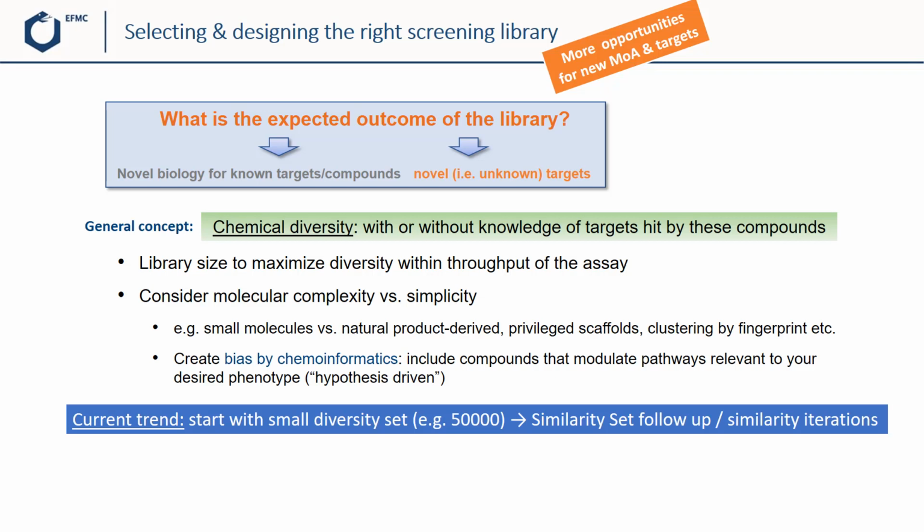The current trend, however, is to start with small diversity sets and follow up with similarity iterations. So now that we have looked at the aspects of what system to screen in and the question of what compounds to use and the consequences out of that, we would now come to the point that we need to discuss how to validate the hits coming out of those screens.